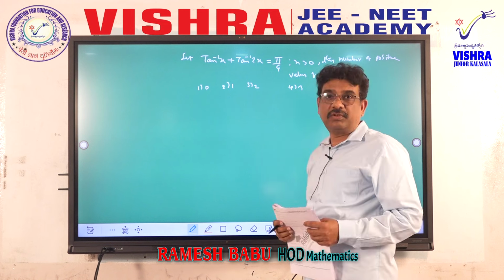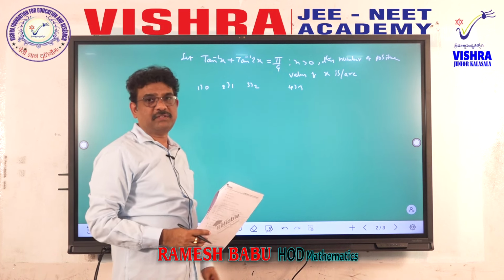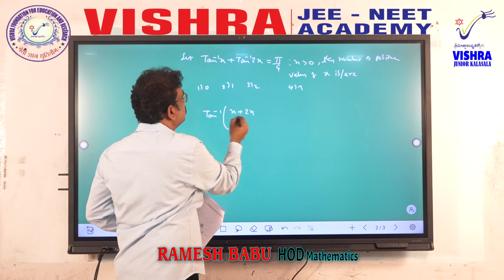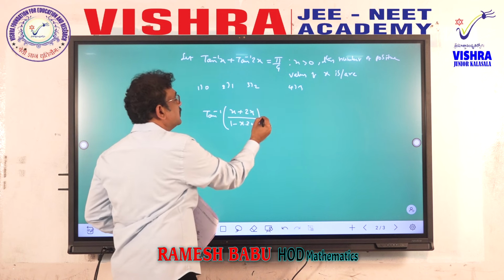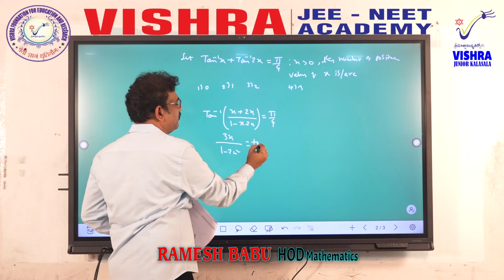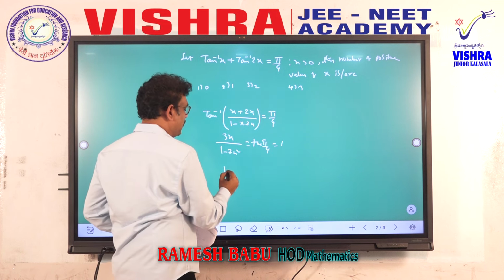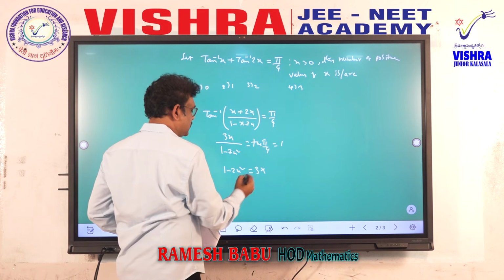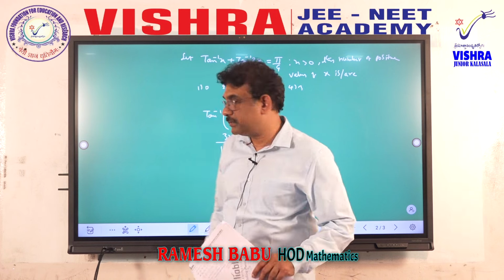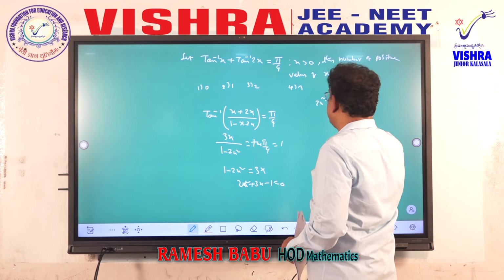Now tan inverse x plus tan inverse y is equal to tan inverse of (x plus y) by (1 minus xy). So we can write this as tan inverse of (x plus 2x) by (1 minus x into 2x) is equal to pi by 4. Now, 3x by (1 minus 2x square) equal to tan pi by 4, which is equal to 1. So, by cross multiplication, 1 minus 2x square is equal to 3x, so 2x square plus 3x minus 1 equal to 0.